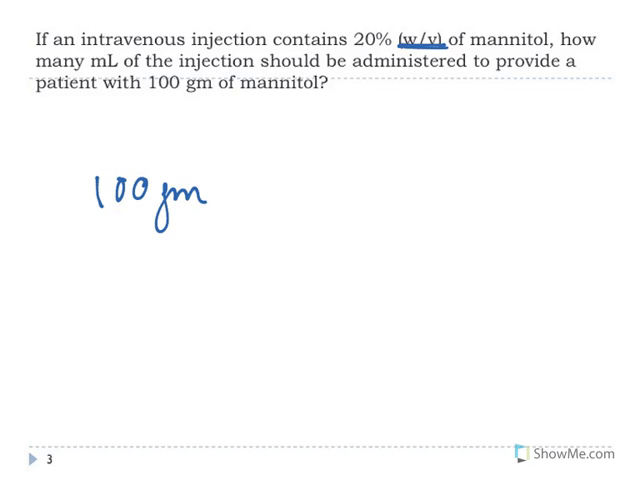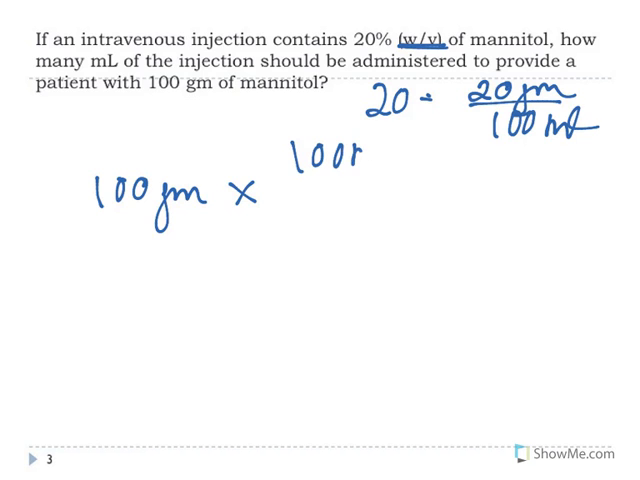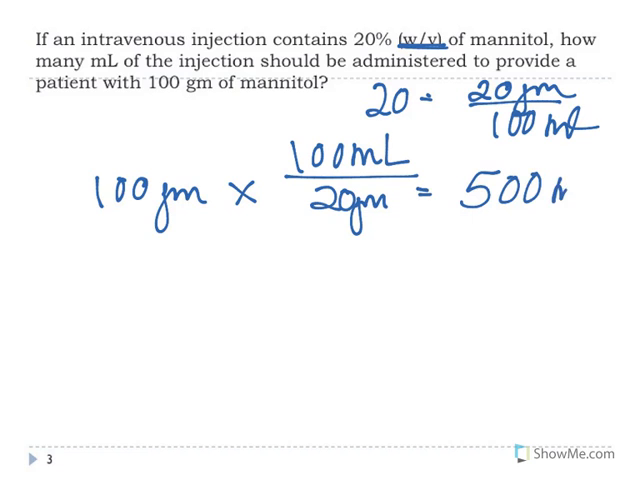Well, weight over volume, and we're going to reverse it because in this case, 20% means 20 grams over 100 milliliters. But we've got to flip it upside down in order for our grams to cancel out. So essentially, if we want 100 grams, and the concentration it comes as is 100 milliliters per 20 grams, we would then solve for 500 milliliters.